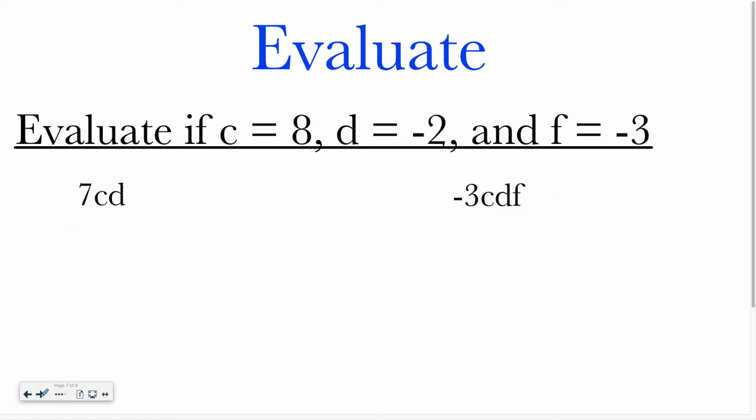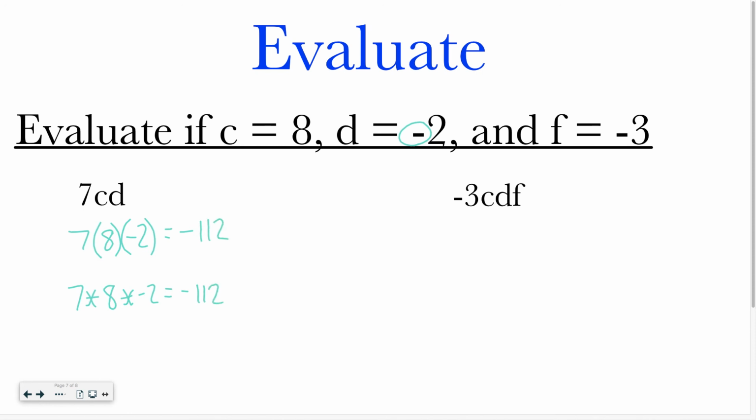All right, and then if I ask you to evaluate something, if I gave you evaluate if C equals 8, D equals negative 2, and F equals negative 3, I have 7 times 8, and if you want to write it like this, that's okay, times D equals negative 2. Don't forget the negative. So you can write it either way. It says the same thing. So I have one negative, so I know my answer will be negative. And then 7 times 8 times 2 gives me 112.